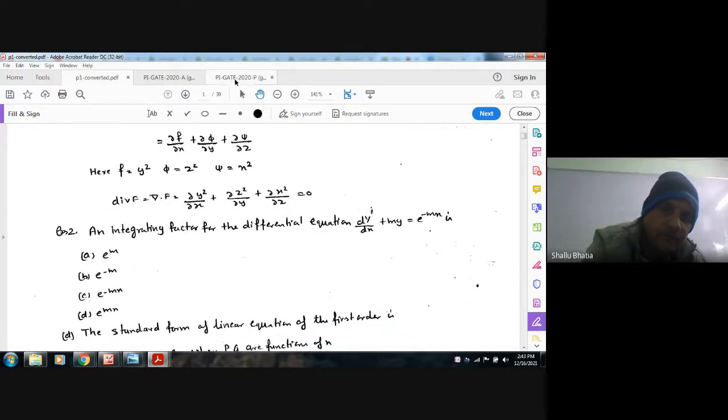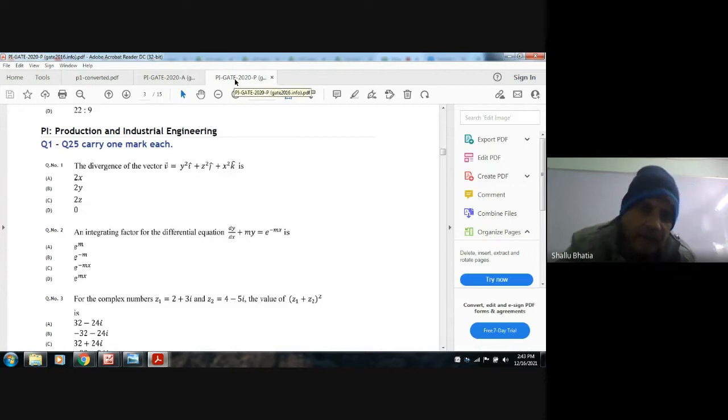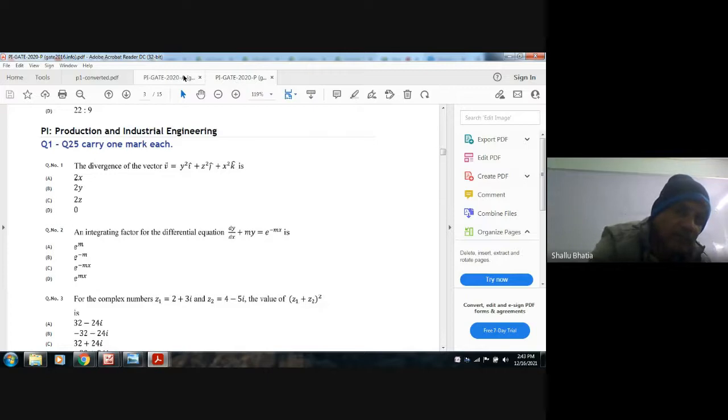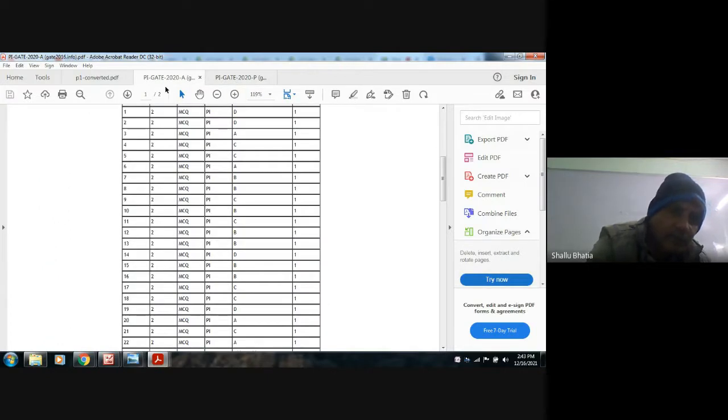Next question: an integrating factor for the differential equation dy/dx + my = e^(-mx) is option A e^m, option B e^(-m), option C e^(-mx), option D e^(mx). So the answer is D here also.